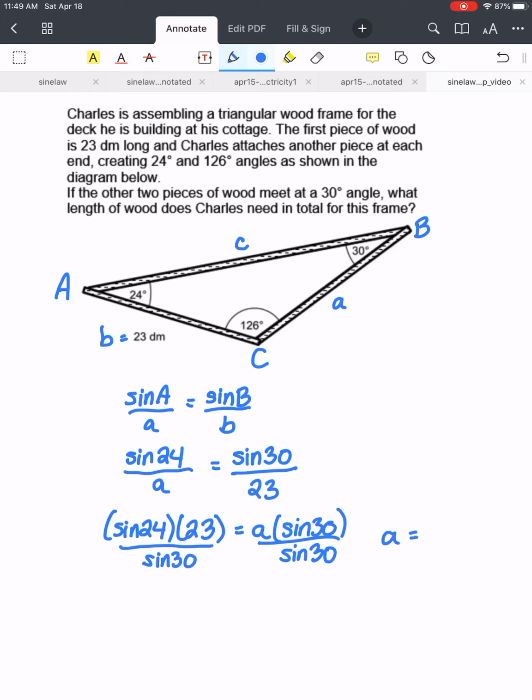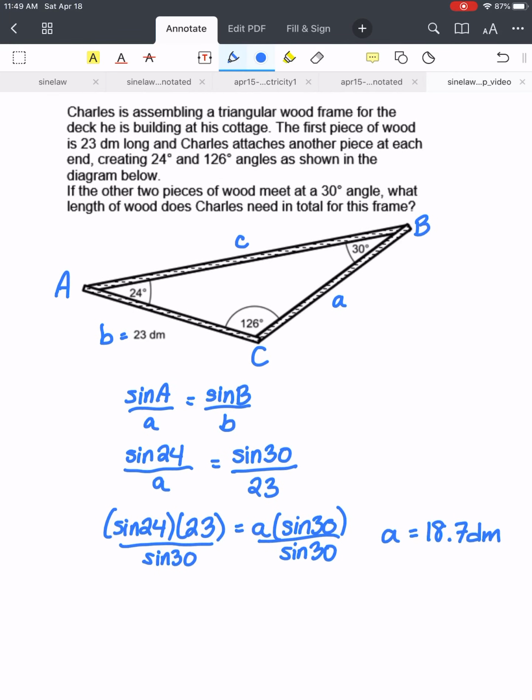And we get that a is equal to 18.7 decimeters. No, I didn't leave myself very much room. Okay, the second one we can do with B and C. Sine B over b is equal to sine C over c. So looking to solve for c.